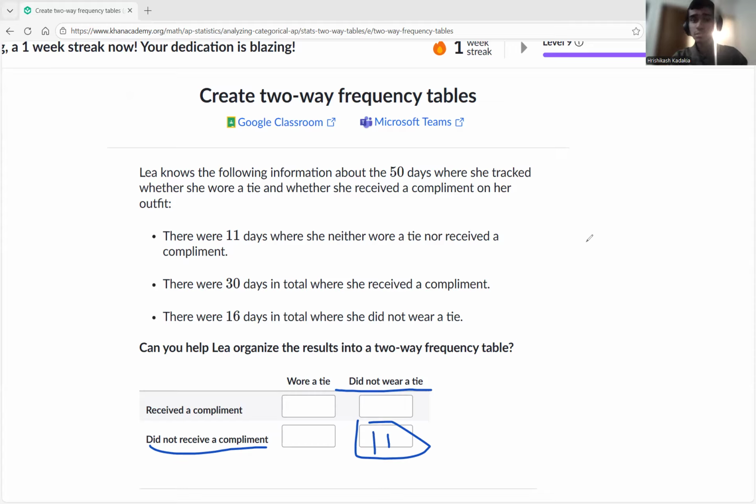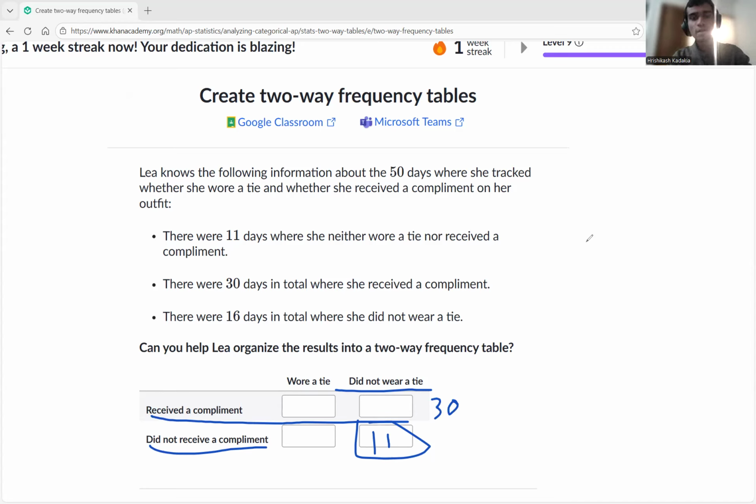Now, they're saying there are 30 days in total where she received a compliment, regardless of wearing a tie. They don't specify whether she wore a tie or not, just in total where she received a compliment. So in total, how many received a compliment here? That should be 30, right? Received a compliment, and we don't know if she wore a tie or not.